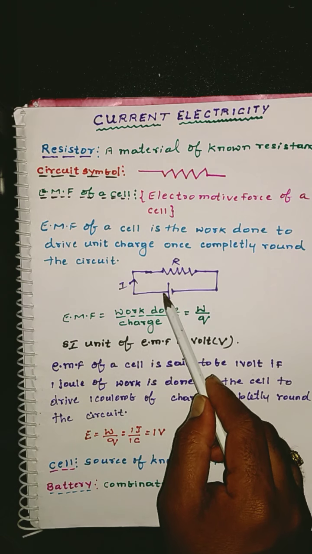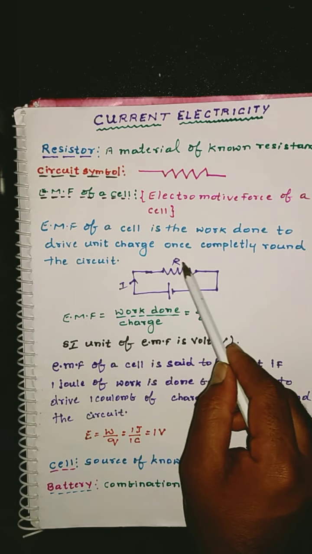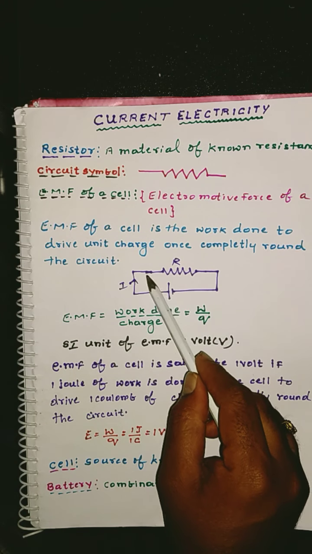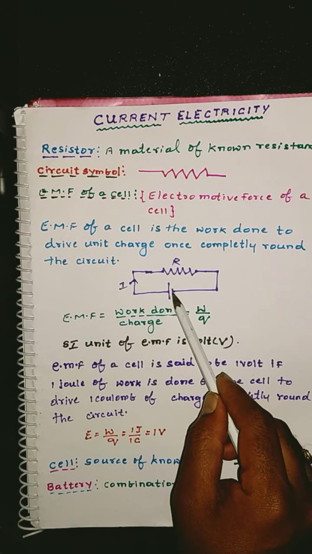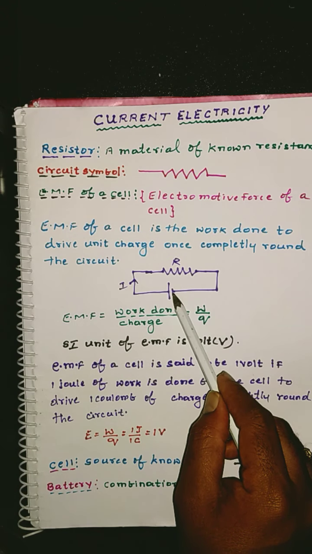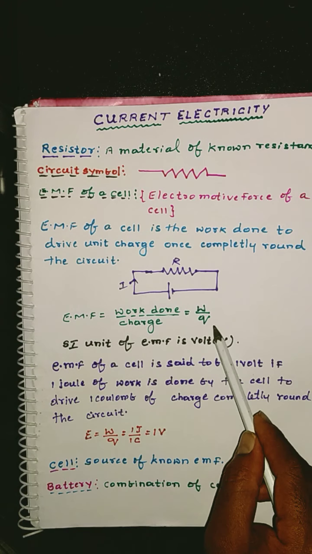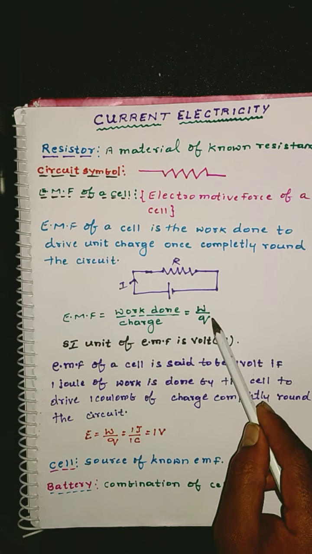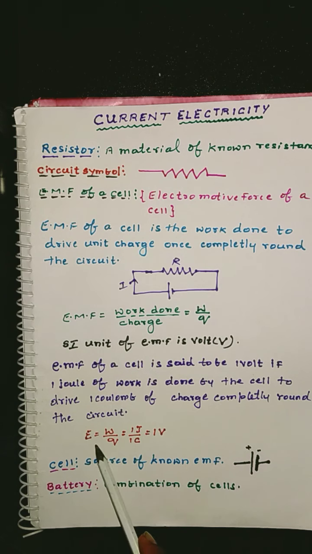So if you have 1 coulomb of charge and the cell does 1 joule of work in moving this 1 coulomb of charge once completely through the circuit, that is, against the external resistance and also through the internal resistance offered by the electrolyte, then the EMF is said to be 1 volt, because mathematically W will be 1 joule and Q will be 1 coulomb. Joule per coulomb is what is called volt. So the EMF of the cell is said to be 1 volt.